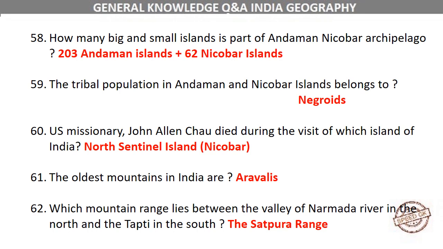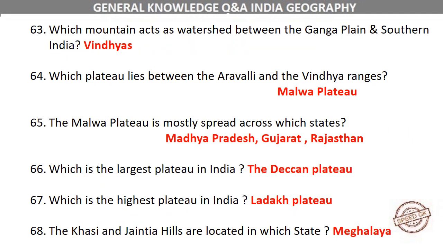Which mountain range lies between the valley of Narmada River in the north and the Tapti in the south? The Satpura Range. Which mountain acts as watershed between the Ganga Plain and southern India? Vindhyas. Which plateau lies between the Aravalli and the Vindhya ranges? Malwa Plateau. The Malwa Plateau is mostly spread across which states? Madhya Pradesh, Gujarat, Rajasthan.